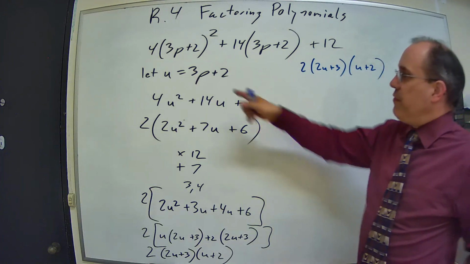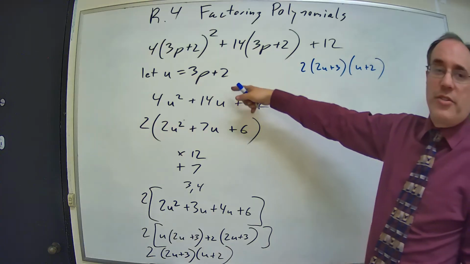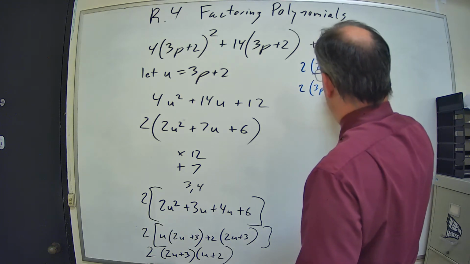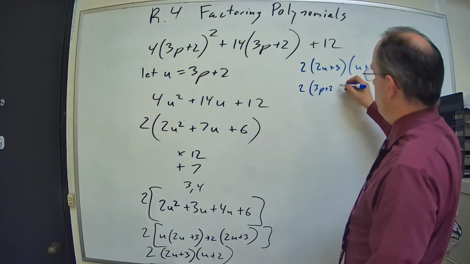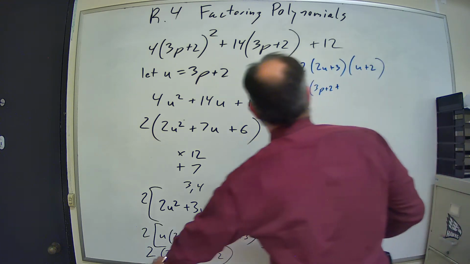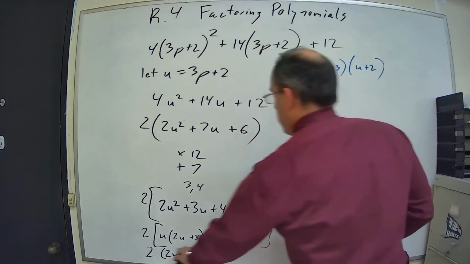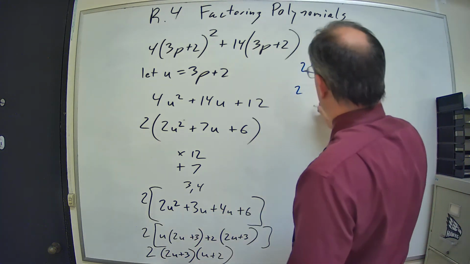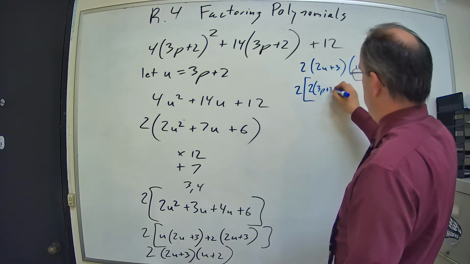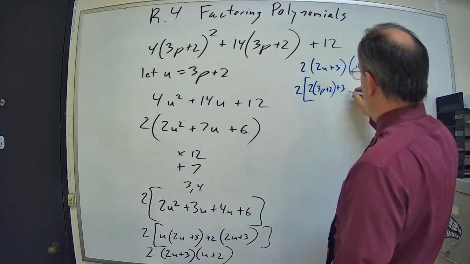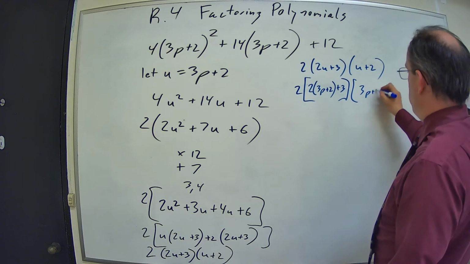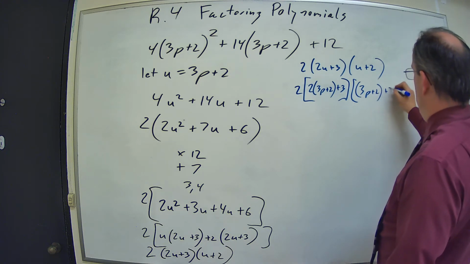But now I have to do that final part of substituting 3p plus 2 back into this. So I have 2 times (3p plus 2) plus 3. Actually, let me write that a little better there. Because u is 3p plus 2, so I want 2 times, I'm going to put a bracket, 2 times (3p plus 2) plus 3, times (3p plus 2) plus 2.